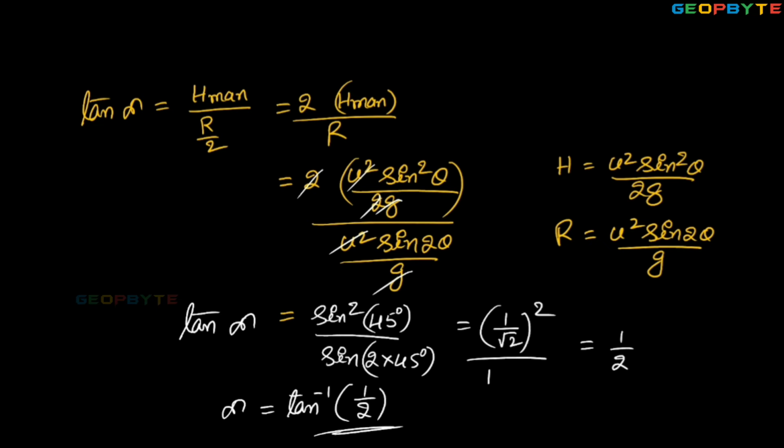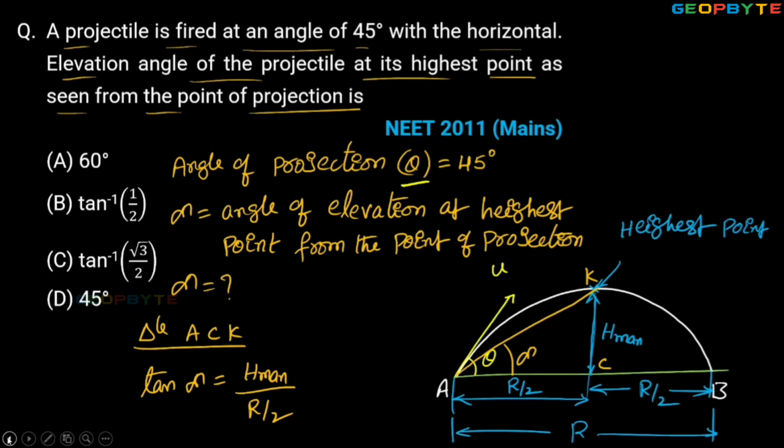Understood clearly? Yes. Look at the options. Tan inverse 1 by 2, option B is absolutely correct. This is a very, very important problem. This kind of problem can be repeated. That's why I'm marking it a 5-star problem.